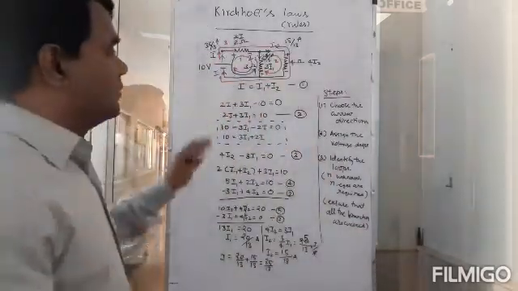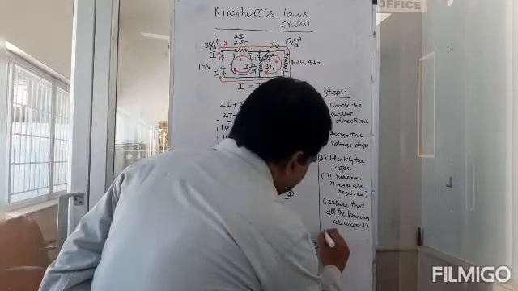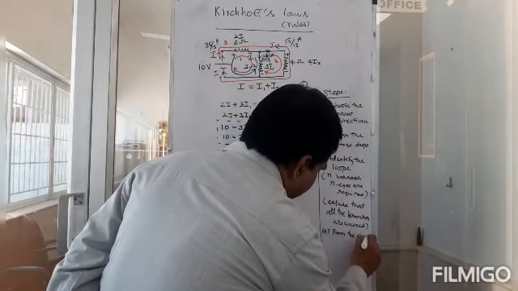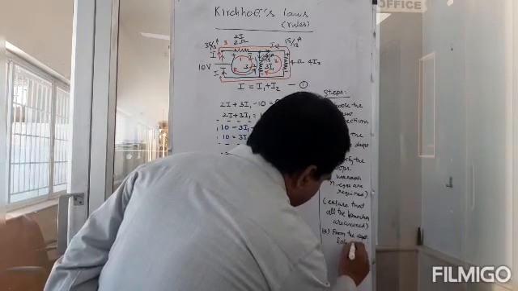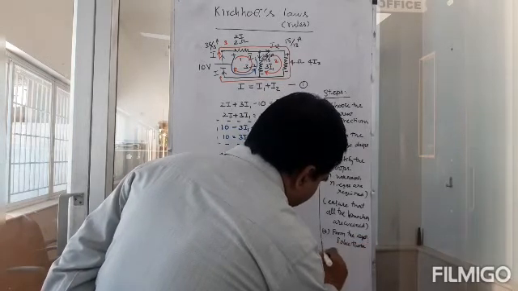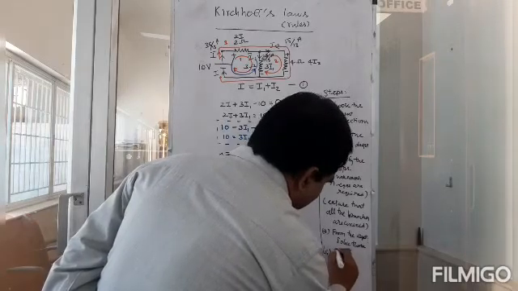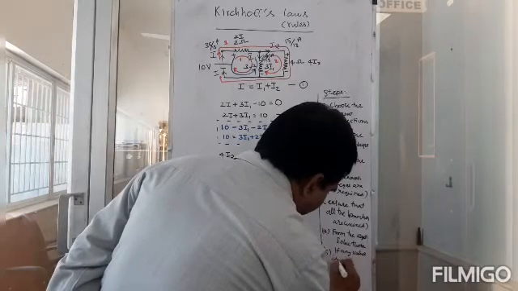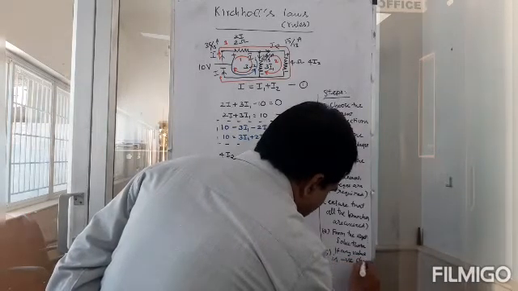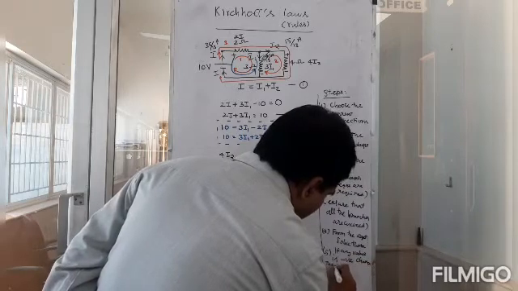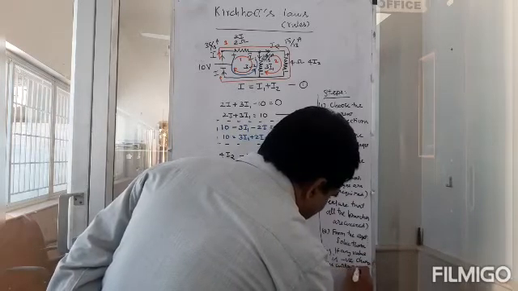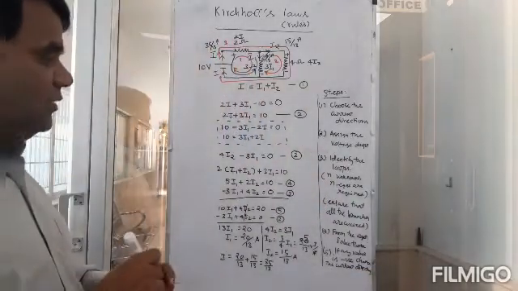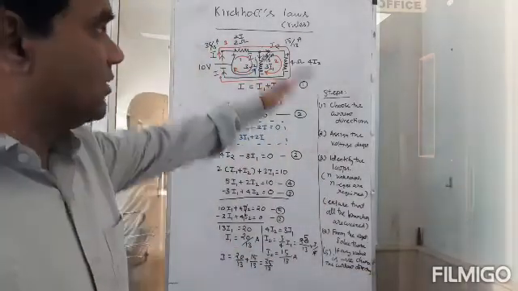Okay. Then 4. Form the equations, solve them. Okay. 5. If any value is negative, change the current direction. You are done. See, these are the steps.